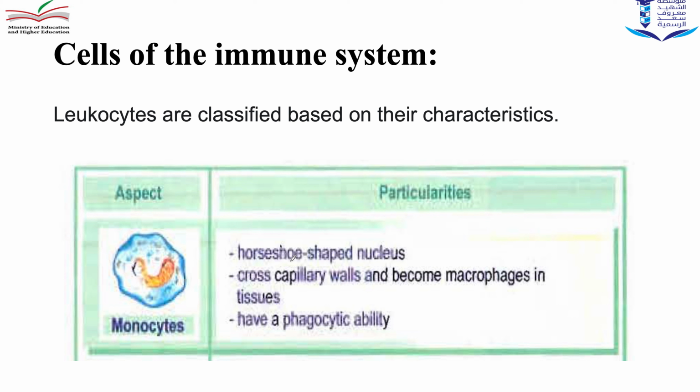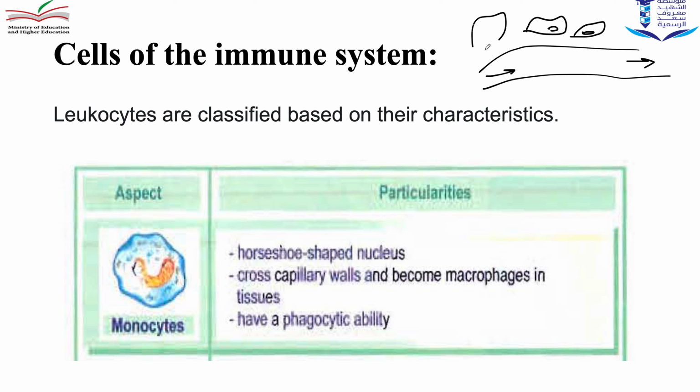Okay, now here let's talk about crossing capillary walls and becoming macrophages. As I said, I have a capillary wall, meaning blood passes here in this direction. And what do I have here? The cells. Maybe skin cells, maybe cells of the brain, maybe muscles, as you want. We have all kinds of cells.